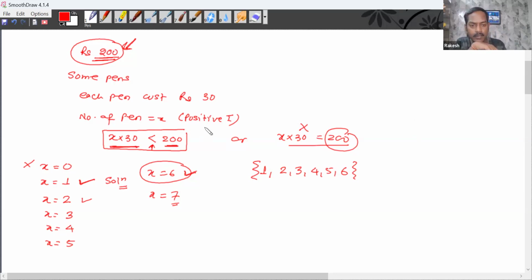What I can do is take this and say that 30 into x should be less than or equal to 200. So what I have done is combined both the possibilities by introducing a new kind of sign, less than or equal to, right? Something can be either less than or equal to. It can be equal to it, or less than that is also acceptable, but exceeding that is not possible. That's the condition of this particular problem. So this condition is known as less than or equal to, right?